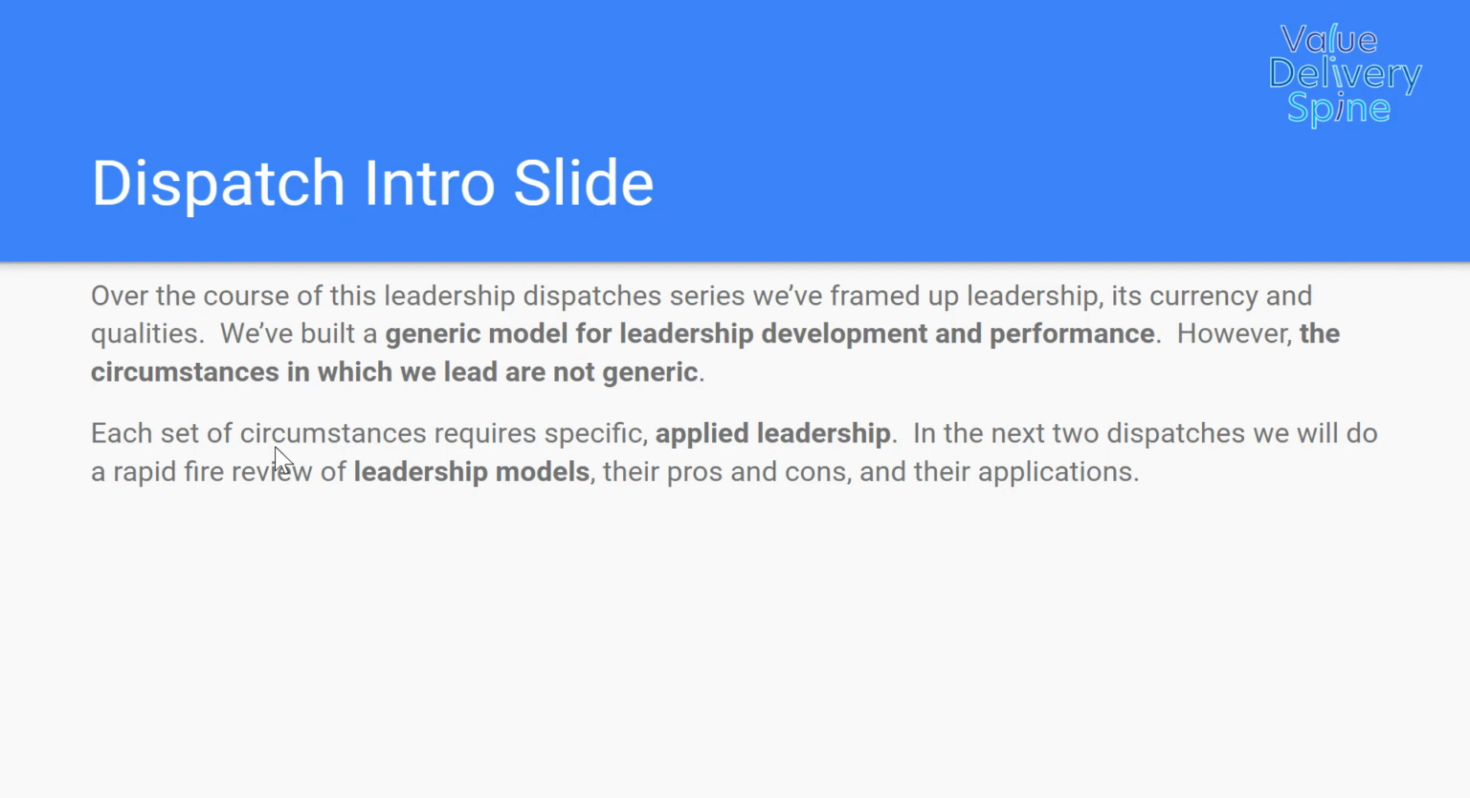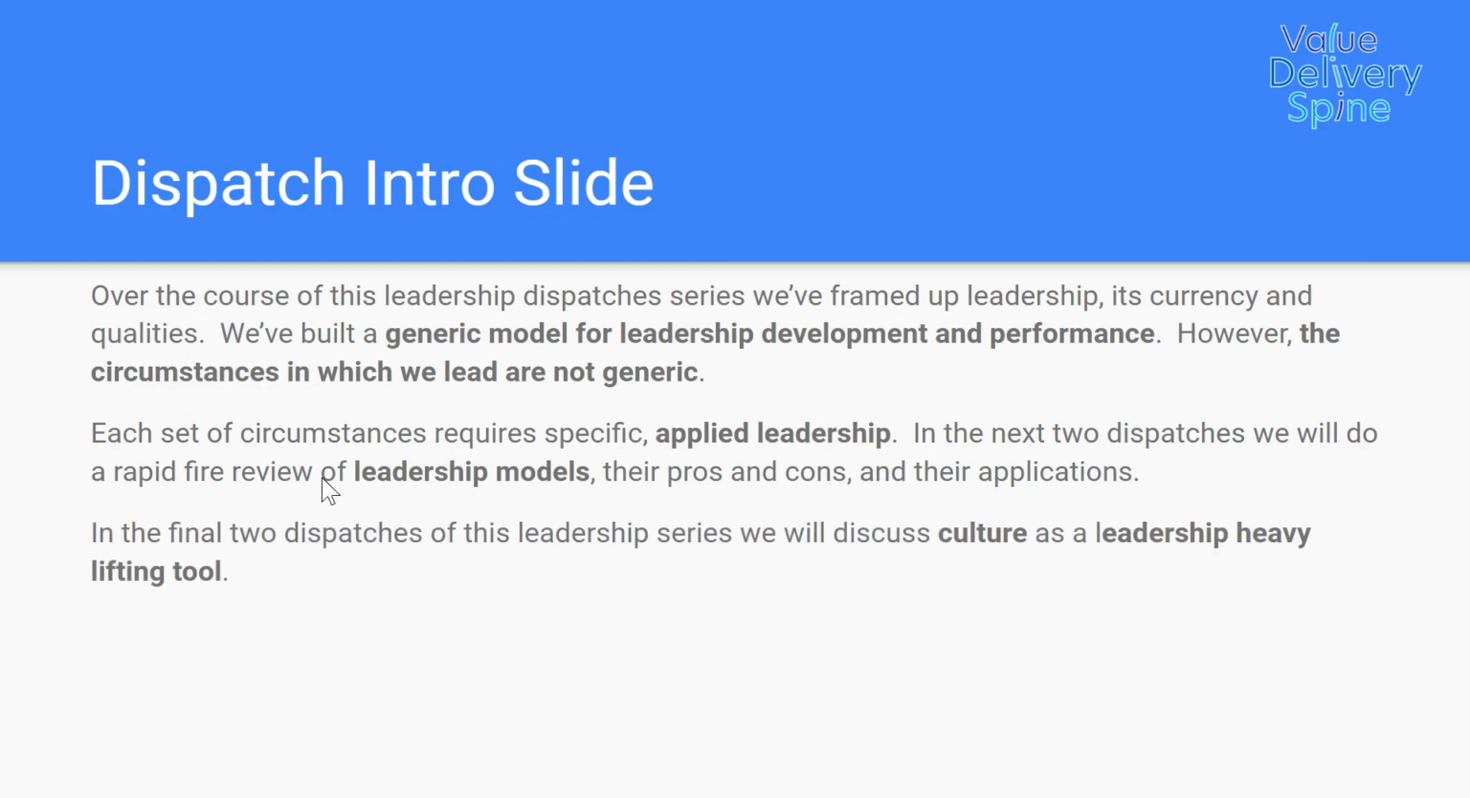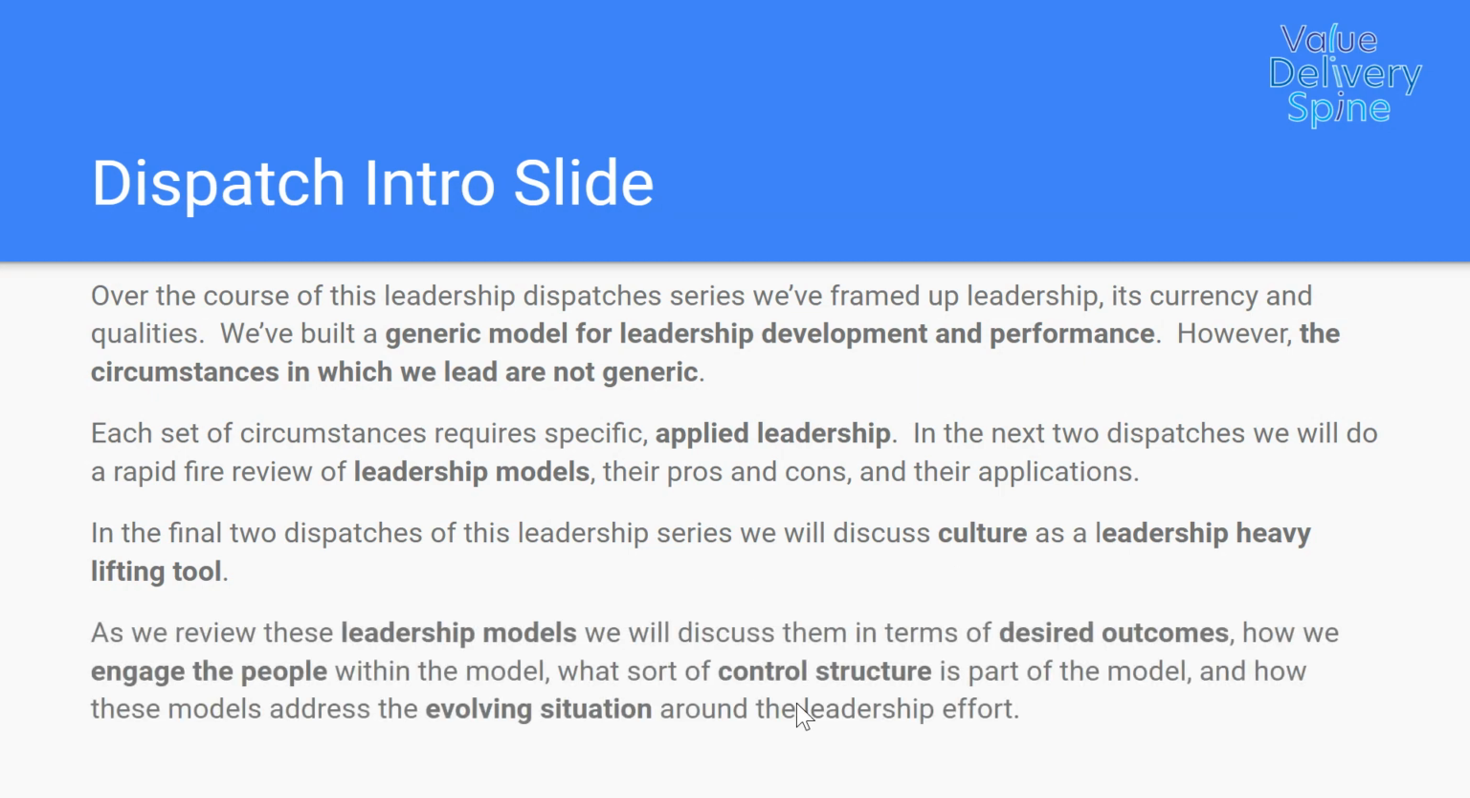There's a number of models out there that have been developed over the past 100+ years, and we're going to do a quick review of them. Each one of these could be a whole course in itself, but today we're just looking at the highlights. And then once we're done with the leadership models, the final two dispatches in the series besides the capstone will be on using culture as a heavy lifting tool for leadership. So let's jump into it.